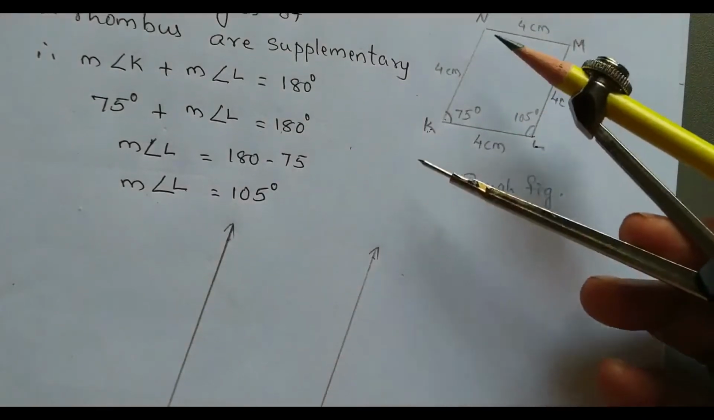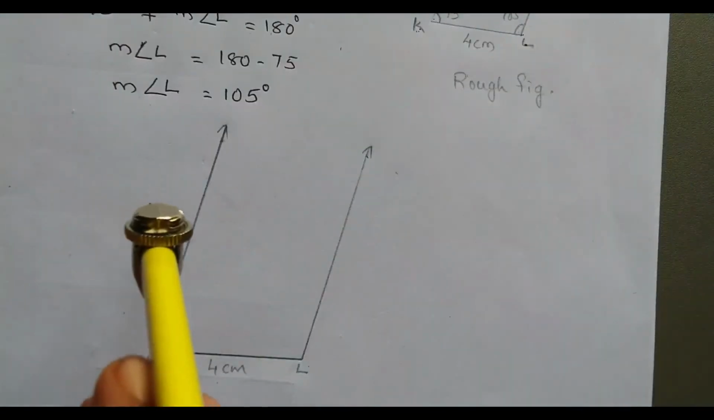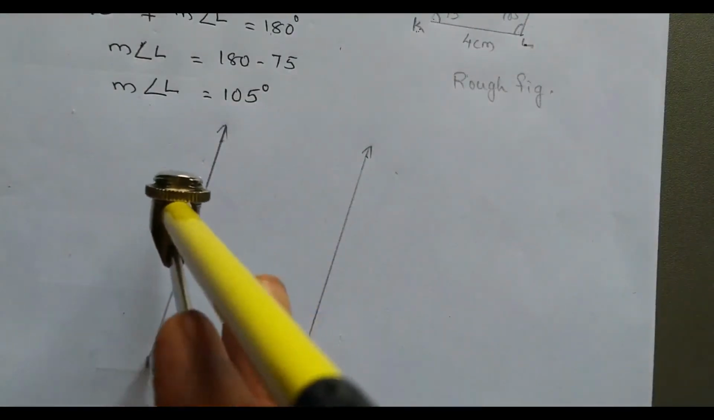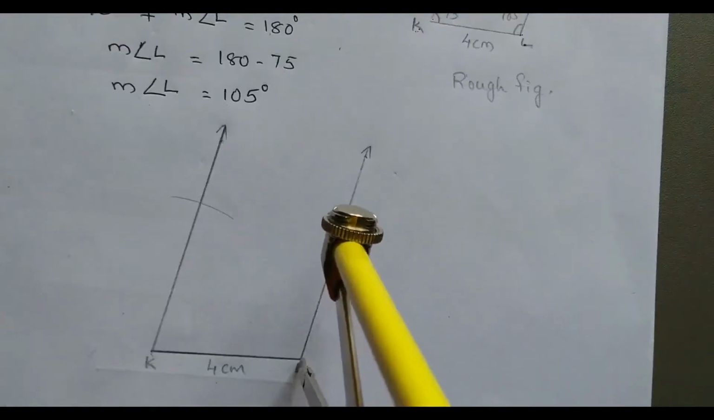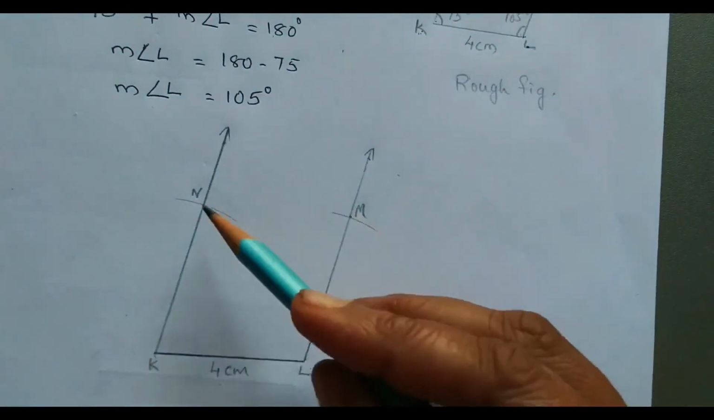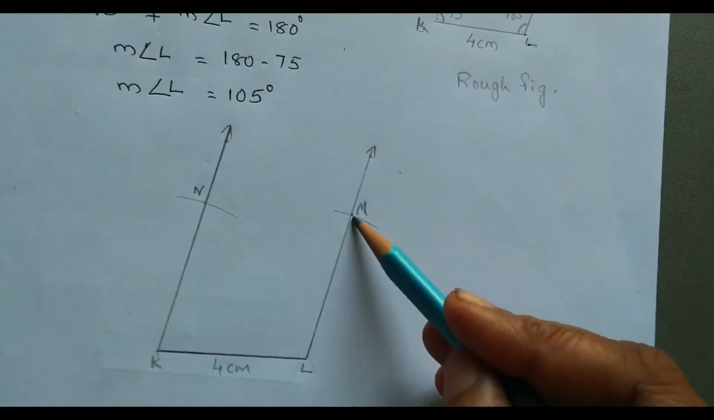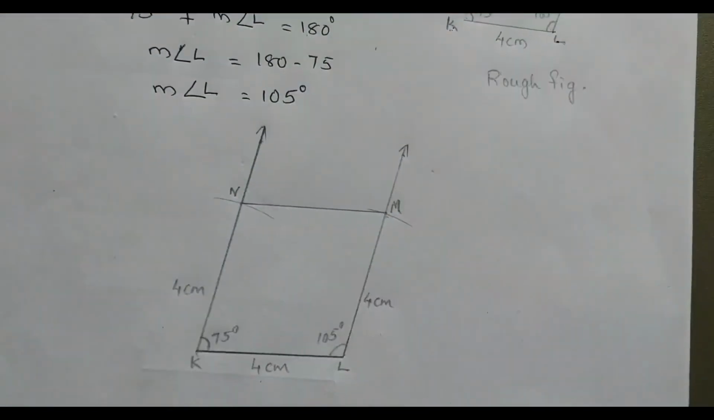Now take the distance KN 4 centimeters on the compass and from K draw an arc to cut the arm of the angle. With the same measure cut an arc from L. The points are M and N. Join the 2 points and your construction is complete. This is how your completed figure will look.